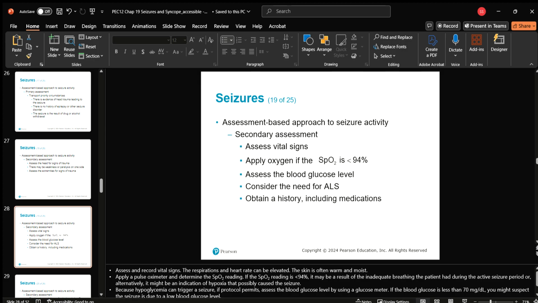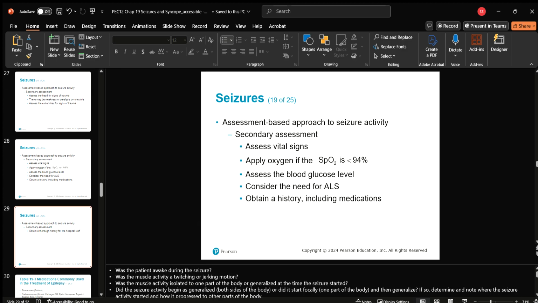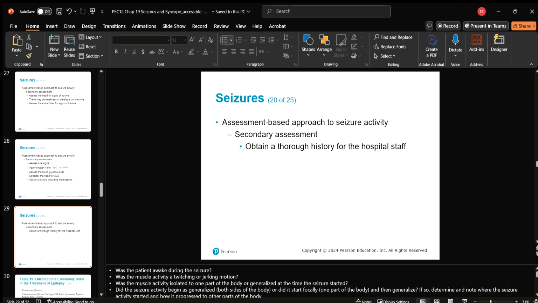Get a full set of vitals, consider the need for ALS. When for sure do you absolutely need ALS on scene? Yes, status epilepticus. Why? Because is there anything we can do to break them out of that seizure? No. ALS, paramedics, they have diazepam. They have other medications that we can give to break them out of that seizure, or hopefully break them out of that seizure. We need ALS.